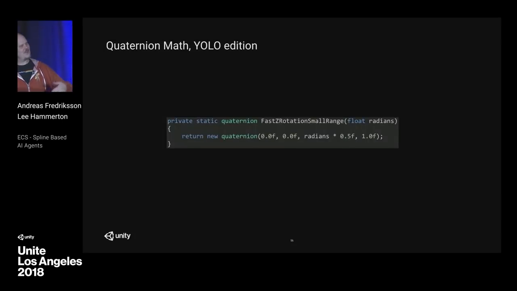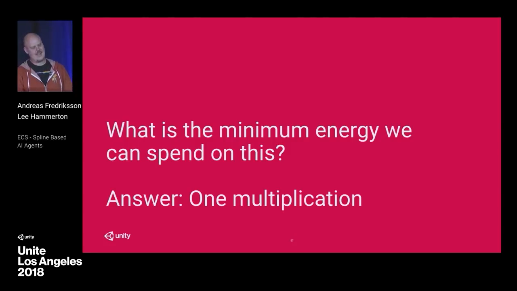So I present to you the YOLO edition of quaternion math, which is to divide your angle by 2 and stick it in the Z field, and it's good enough. And we have answered the question of how much we can reduce this. I will further point out that the Burst compiler helpfully folds that 0.5 multiplication into something else. So it is, in fact, free. All we're doing is putting it into the field.